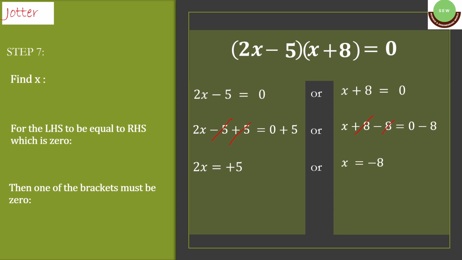From the first one, since we have 2x equals 5, for us to find x, we must divide this by 2 and divide this by 2. So this will give us x equals 5 over 2. Or on the other side, x is minus 8. These are the roots of the equation.